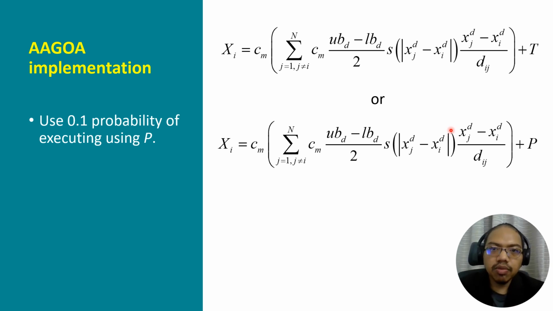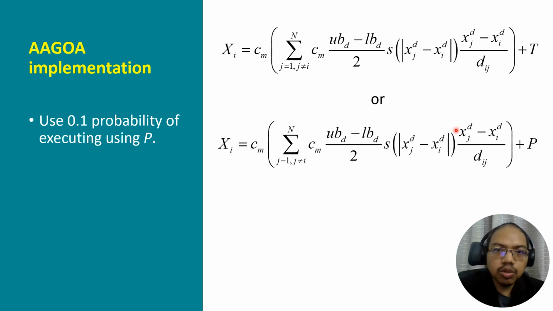So meaning that, let's say when we run our program and we want to calculate for SI, we are going to calculate the probability first. So there's a 10% chance of using P instead of T. By doing this, we can actually create better results than 100% using P, because P is still something like a prediction. So we need to mix it with the T value, which is the best position with the best fitness value, with the prediction of the best position for the grasshopper that has the potential to have the lowest or the best fitness value.